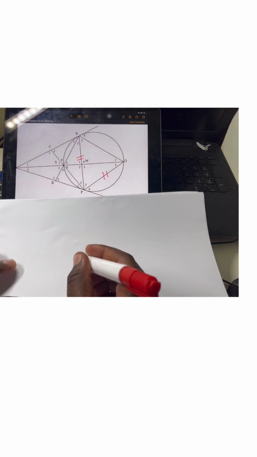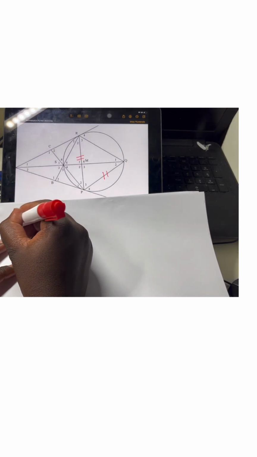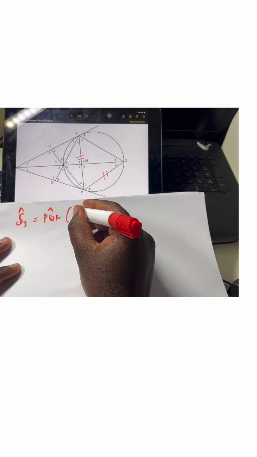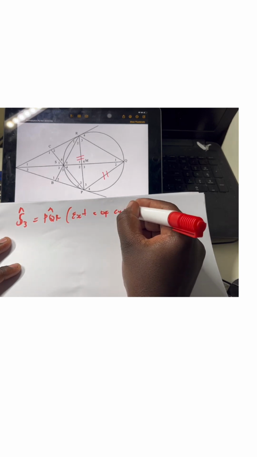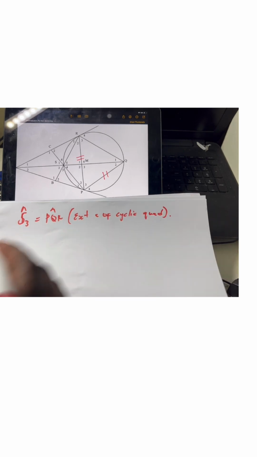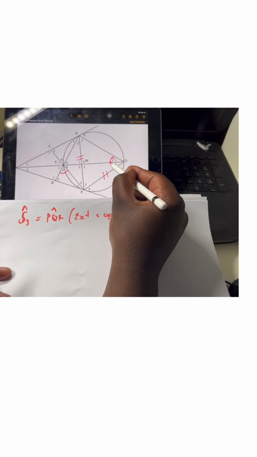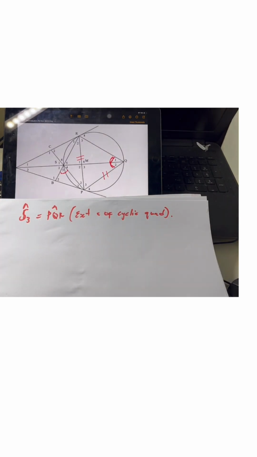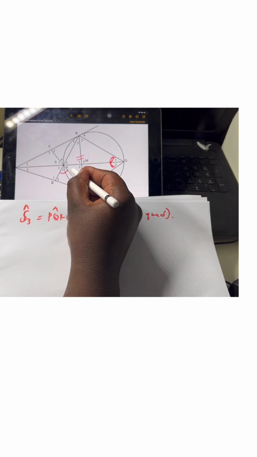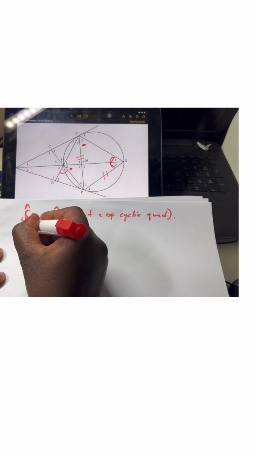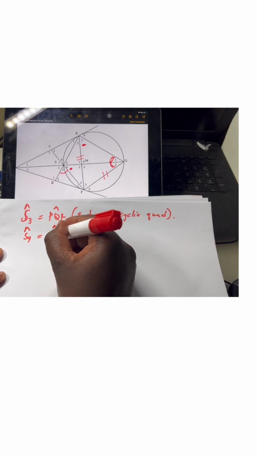So let's start. Let me just zoom over there now. If you can see properly, we have angle S3, which is equal to PQR, and this will be the exterior angle of the cyclic quad. We have S3, which is equal to PQR, that angle over there, exterior angle of the cyclic quad, and we have S4, this angle, which is equal to R3 over there.